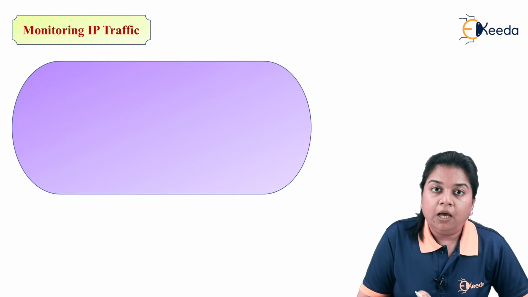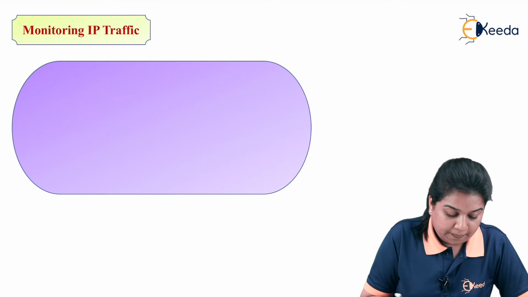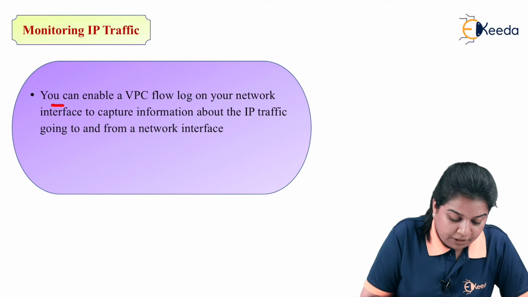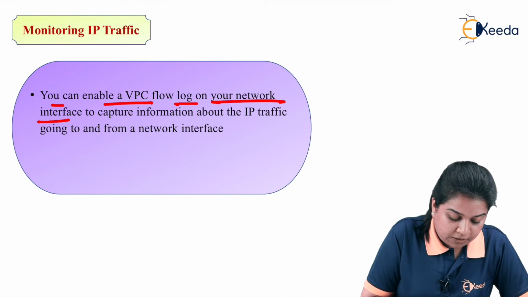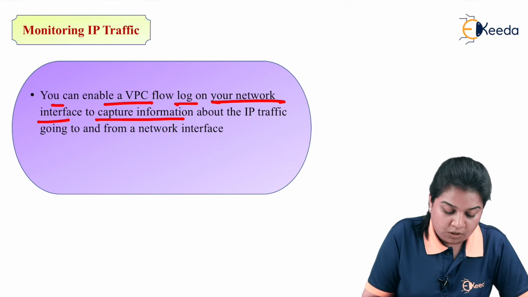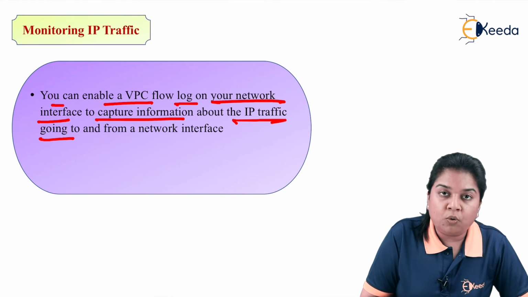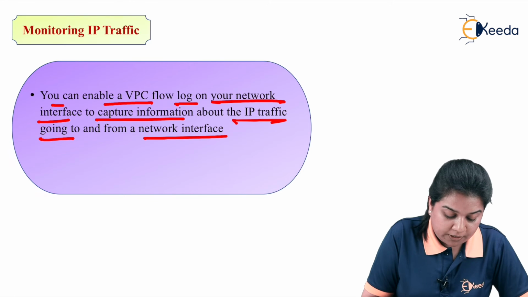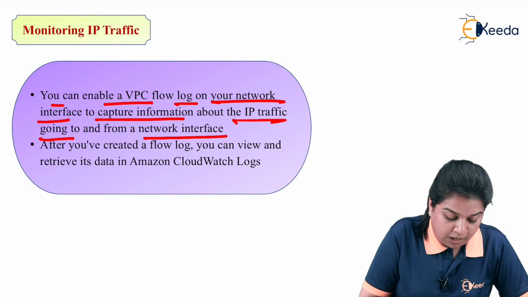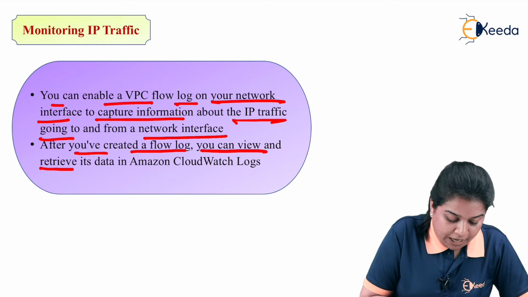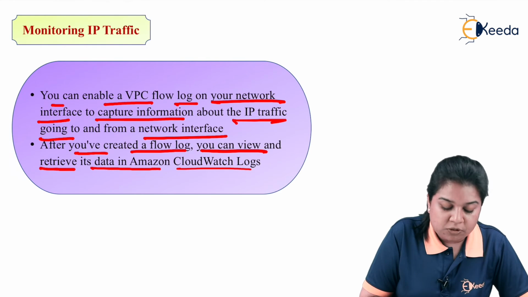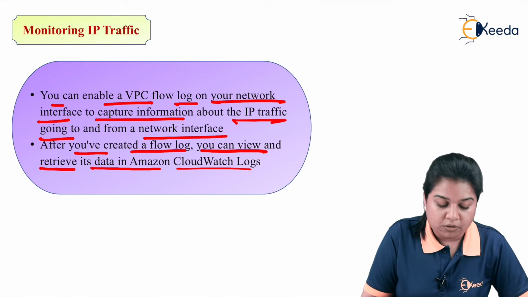Now, monitoring IP traffic. We can enable a VPC flow log on the network interface to capture information about the IP traffic going to and from a network interface. After you have created a flow log, you can view and retrieve its data in Amazon CloudWatch Logs.